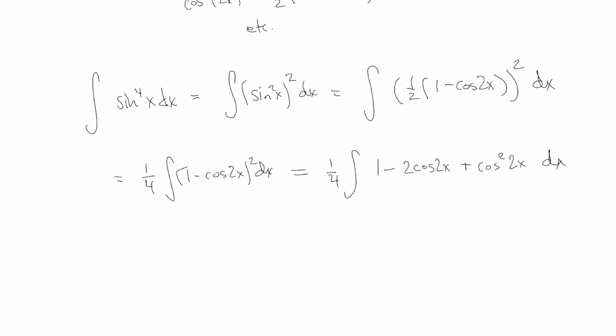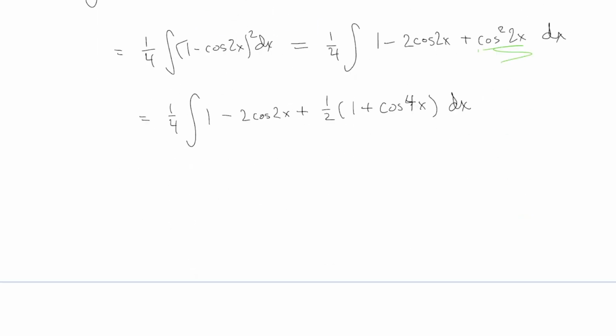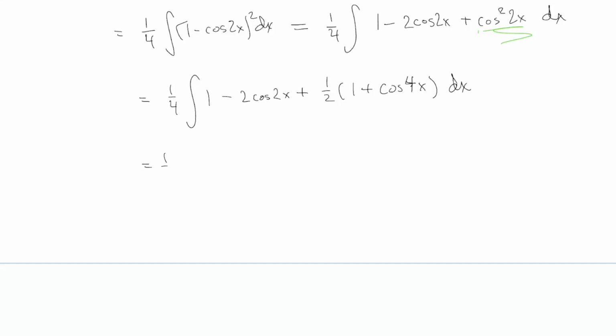This is sort of like the green one, right? That's what we do here. Cosine squared of 2x. So this becomes, I had 1/4 at the beginning, 1 minus 2 cosine 2x. Those parts I feel good about. Plus, and now I say 1/2 times 1 plus cosine 4x, dx. Maybe I'll distribute that 1/2 there. 1 minus 2 cosine 2x plus 1/2 plus 1/2 cos 4x.